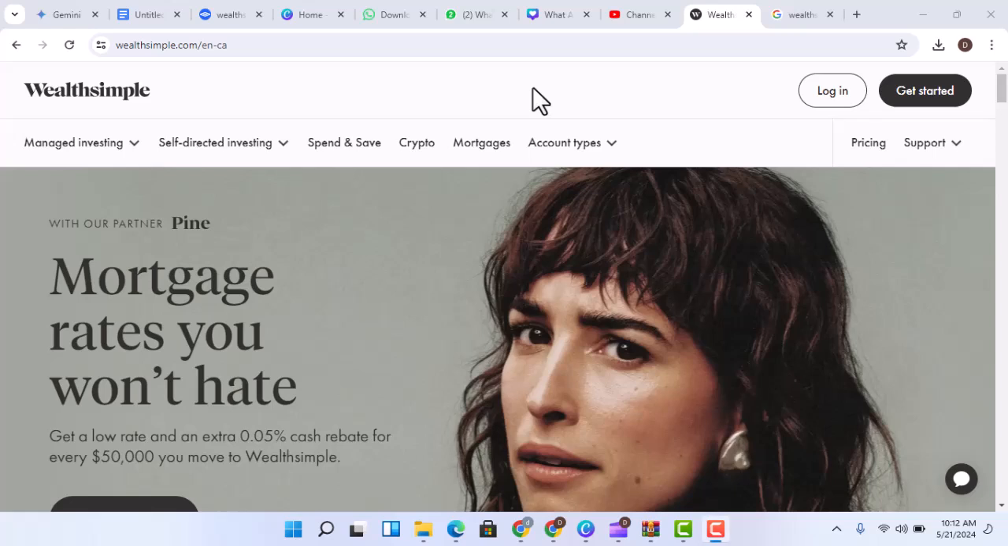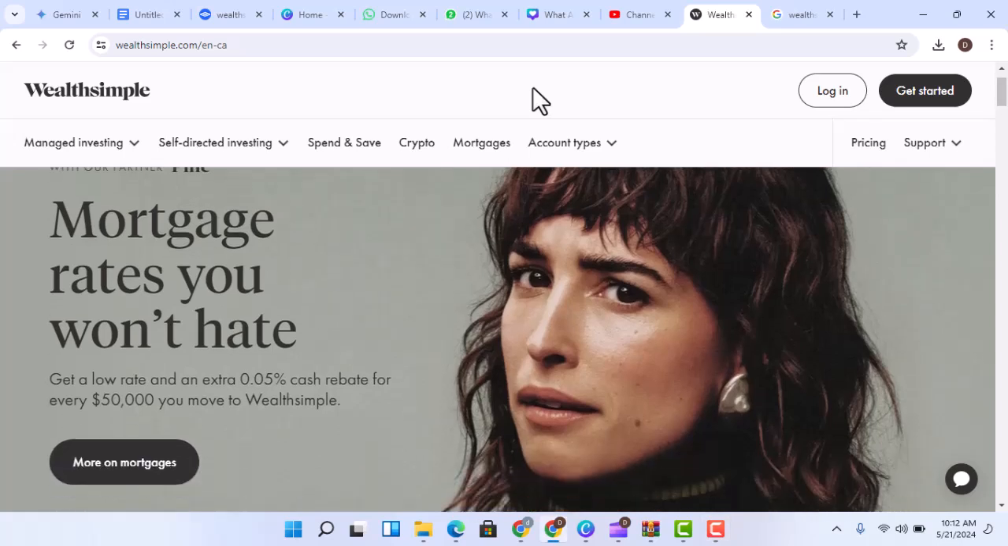Hey there, you're sitting on the couch, scrolling through your phone, and you come across an ad for Wealthsimple. Have you ever wondered, what platform does Wealthsimple use? It's a question that's popped up in my mind more than a few times. So, let's dive in and find out together.